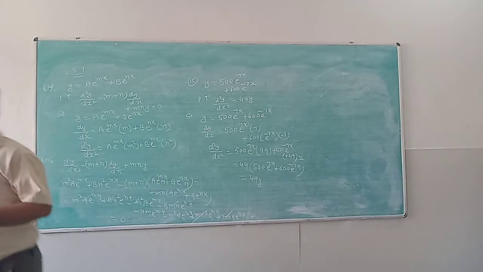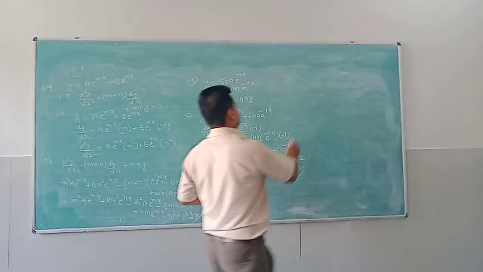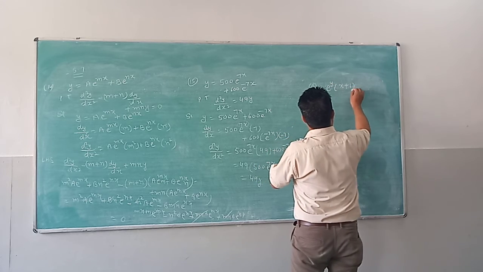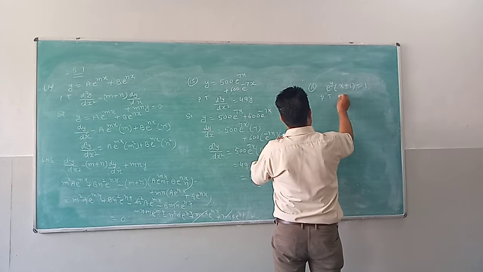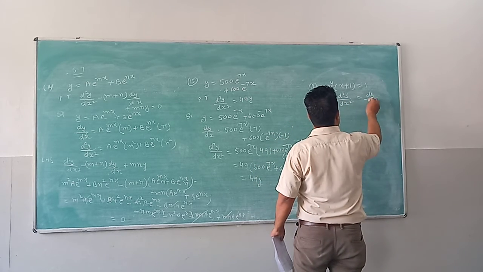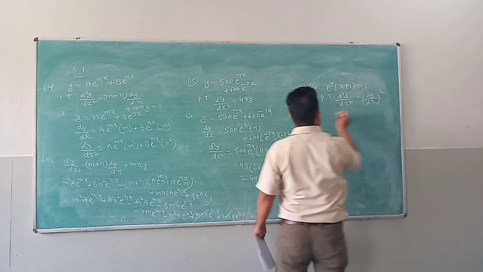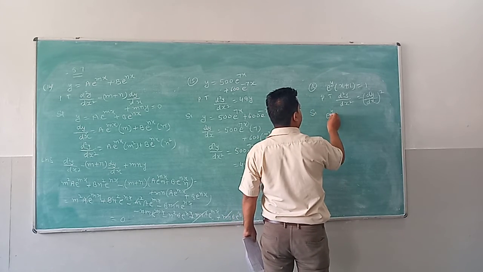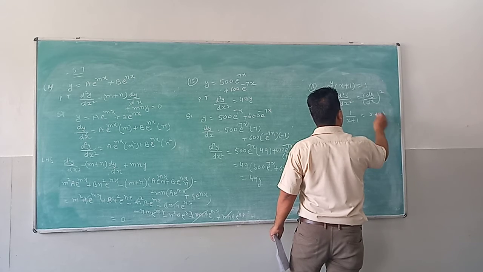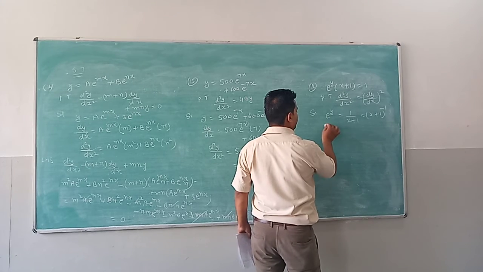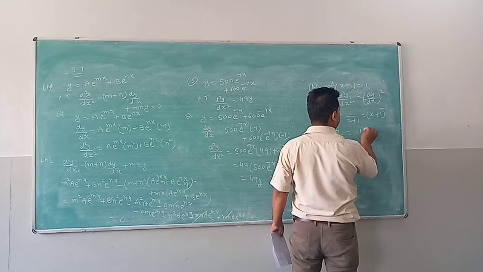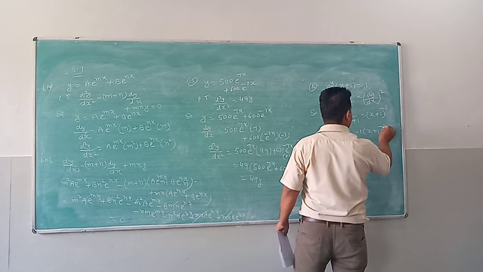In question number 16, the statement is e power y times (x plus 1) equals 1. In this, prove that d square y upon dx square equals (dy upon dx) whole square. In this, first we find e power y, which is (x plus 1) whole power minus 1. When we differentiate this with respect to x, derivative of e power y is e power y dy upon dx. This is minus (x plus 1) power minus 2.